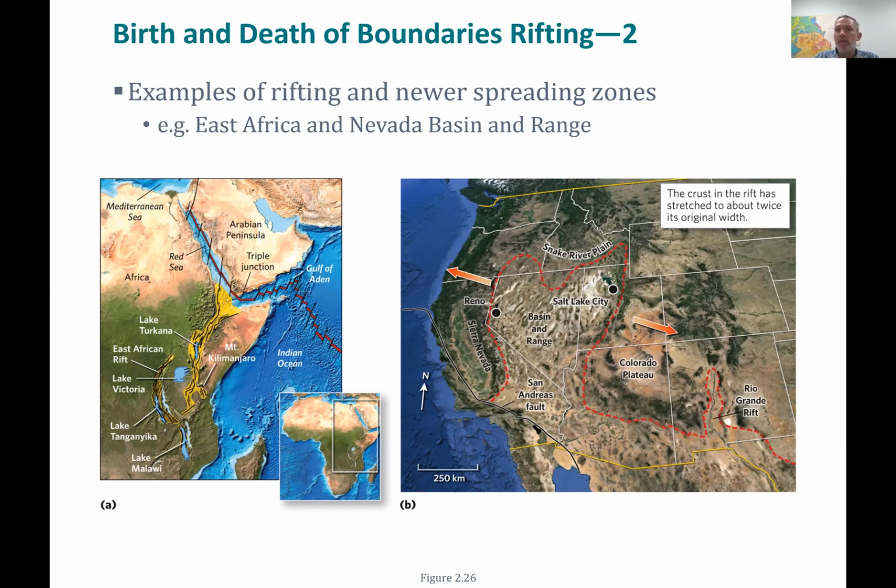So it's what we call a failed rift, and as a result, it had enough oomph to start pulling apart, but not enough to finish the job. And so as a result, what we're left with is just a weak spot in the continent. And again, we'll talk more about that in the chapter on earthquakes.